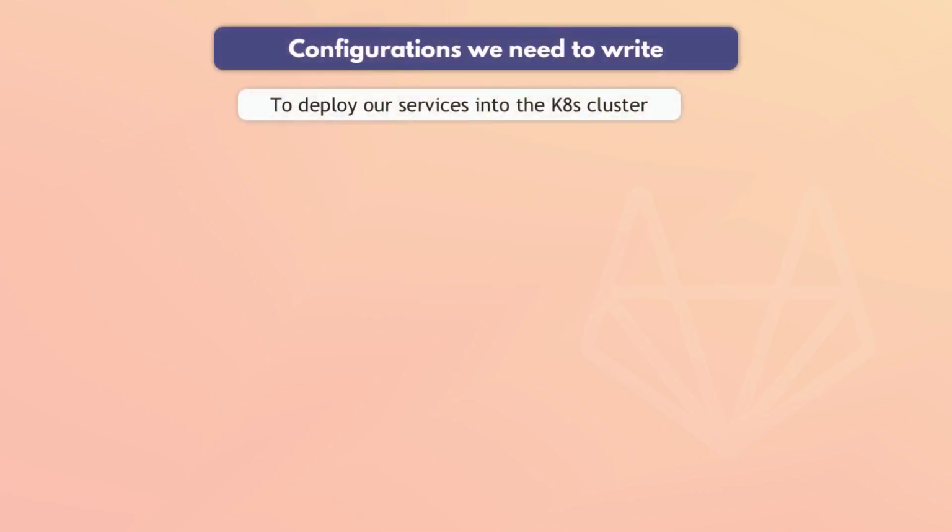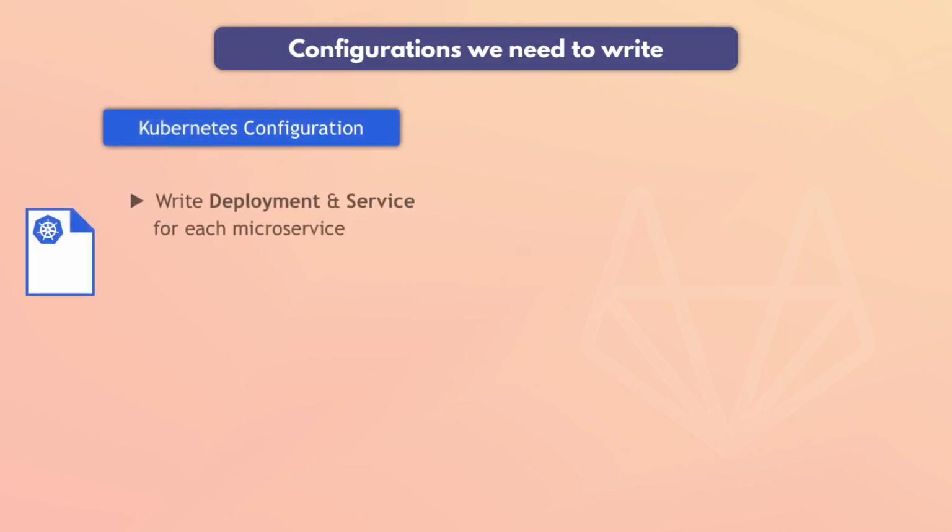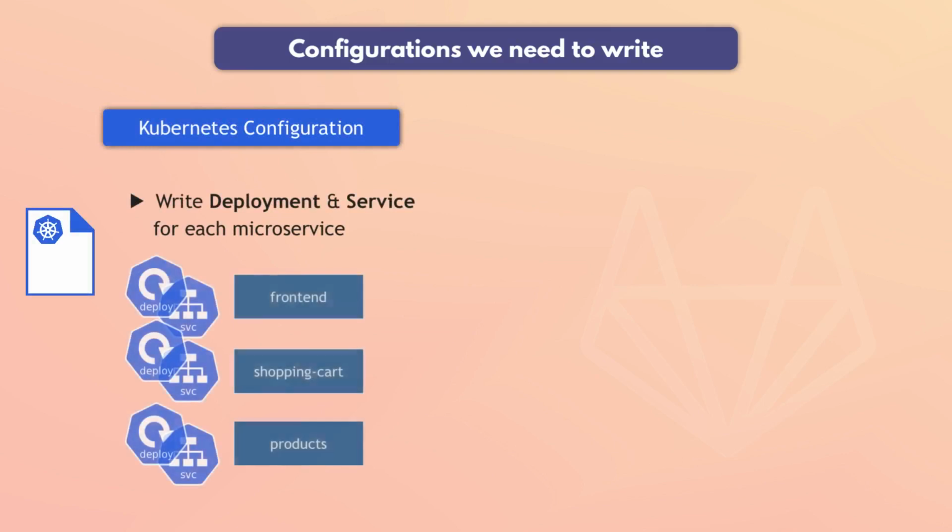Now let's write all the configuration code for deploying our services to Kubernetes cluster. And let's see all the things that we need to do for that. First, we will need Kubernetes manifest files for deployment and service components for each microservice.